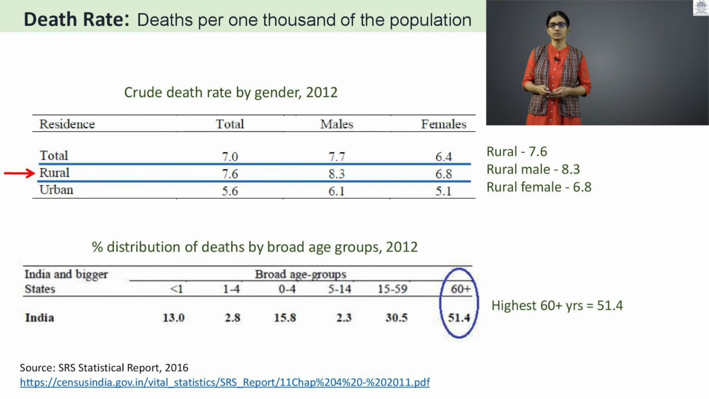The second table depicts the percent distribution of deaths by broad age groups in the reference year 2012 for India, and the age categories are 0 to 4, 5 to 14, 15 to 59 and 60 plus. We see that the highest death is noted in the age group of 60 plus years. Now, this figure, when it is broken down further into rural and urban areas across age groups and gender wise, is what we see in the following tables.